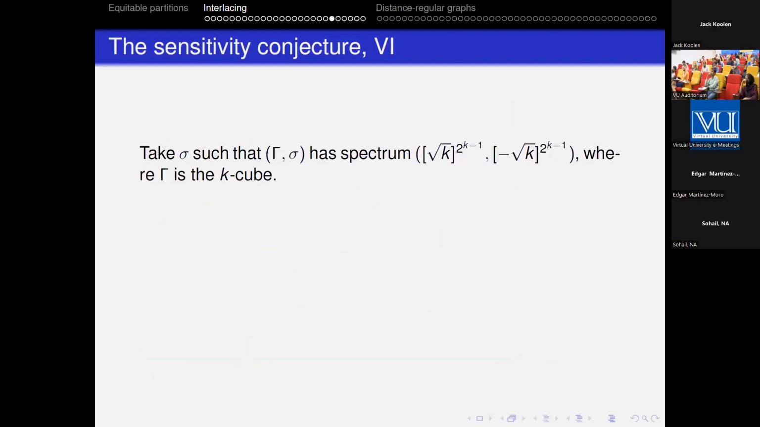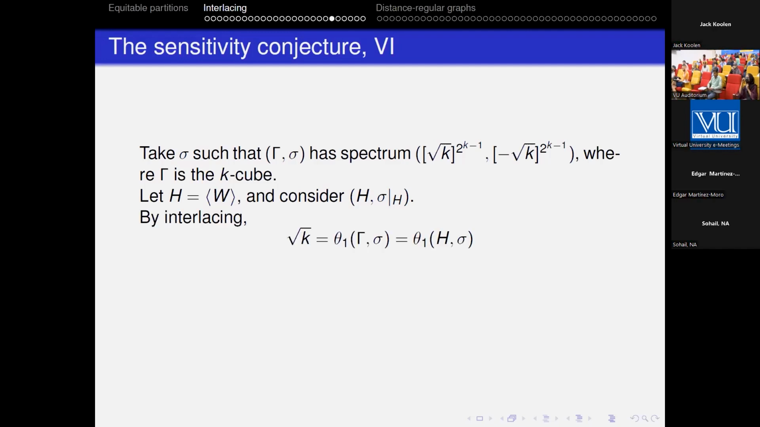So now we take gamma, the K cube with the sign sigma, so that it is this signing. So let H be the subgraph induced by W, and consider the signed induced subgraph H sigma restricted to H. By interlacing, we have that square root of K is theta 1 of gamma sigma. So that is the last eigenvalue.